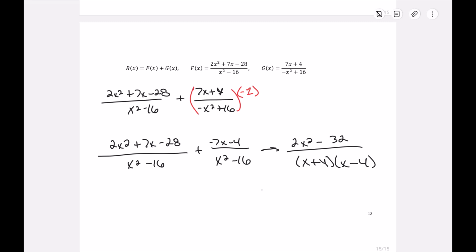If we factor the top, we can see that we're going to get a 2, x plus 4, x minus 4 all over x plus 4, x minus 4. If we go back and look at what we can cancel, we can see that we can cancel our x plus 4s and our x minus 4s, and so our answer would be r of x is equal to 2.